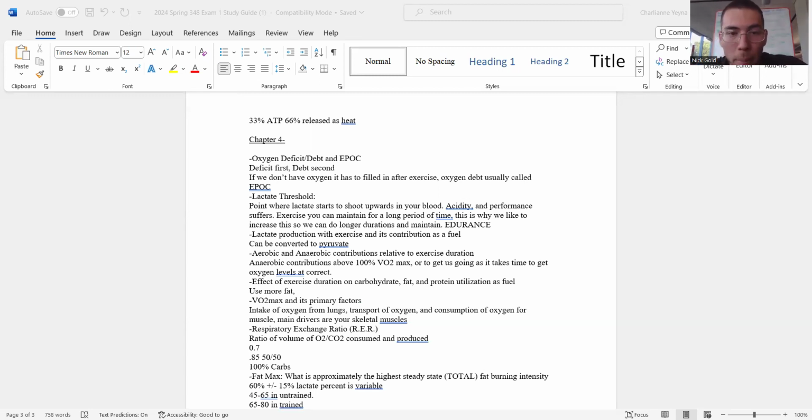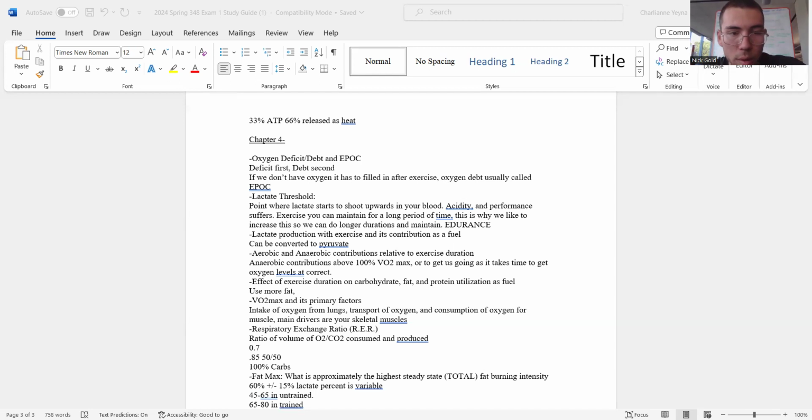It's going to be hard. So the only ones you need to know is 0.70 is fat. 1.0 is carbs or sugars. And 0.85 is when we're using 50% fat and 50% carbs. Okay, that's it. That's for those 2 zones. Okay, we're going to try and cover the fat max zone, and then we'll see if that works.